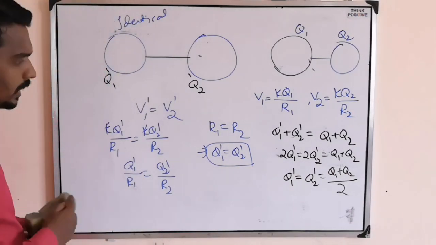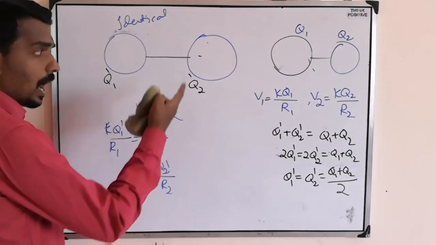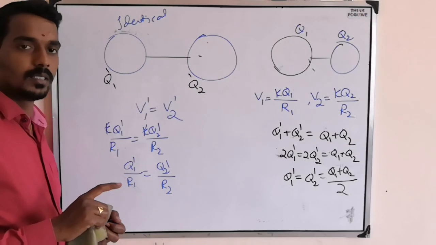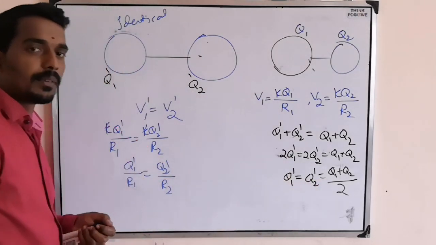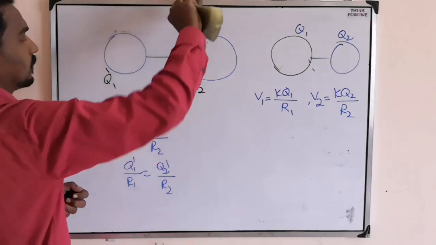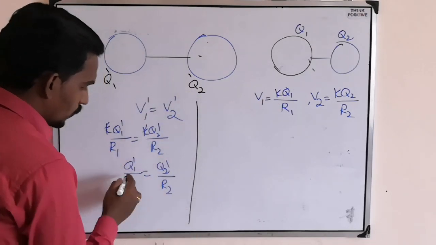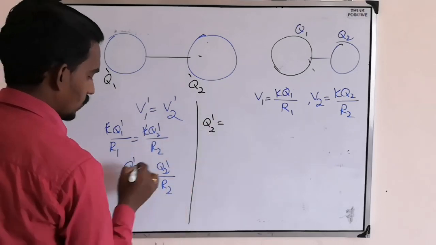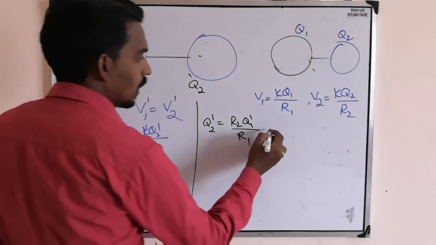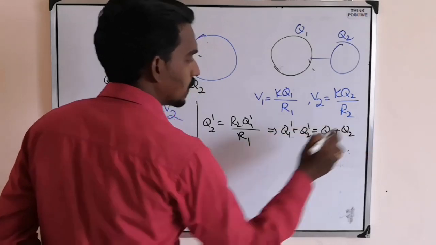Or else if R1 is not equal to R2, then what happens? If R1 equal to R2, identical, then finally charges are the same and equal to half of the initial sum. But if not identical, then from here, q2 dash equal to R2 q1 dash by R1, and q1 dash plus q2 dash equal to q1 plus q2.